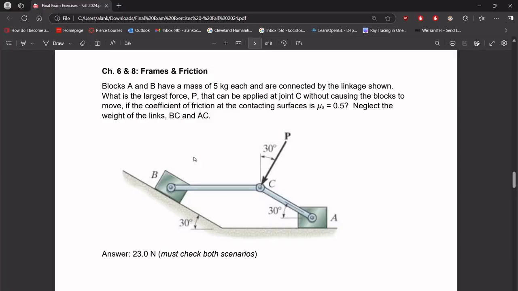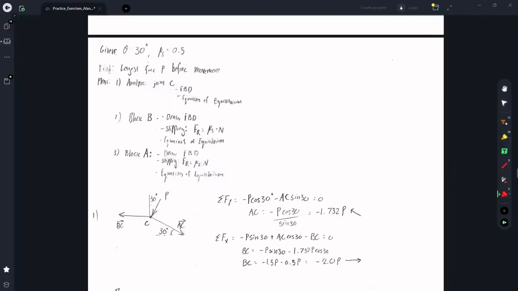All right, for this problem, we're given these two blocks. There's a force at an angle of 30 degrees from the y-axis, and we're also given that the mass of both of these is 5 kilograms. So we want to know what the largest force P is that we can apply at C without either of these blocks moving. Because we're not given the width of any of these blocks or any of the distances, the only thing we can really do is assume that they're going to slip.